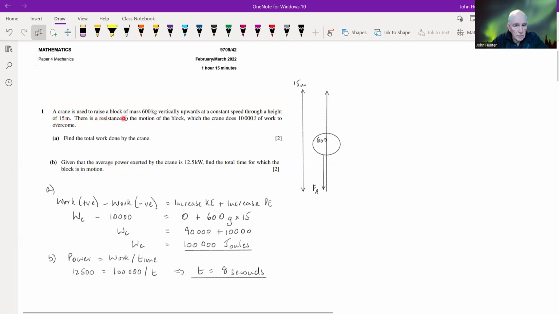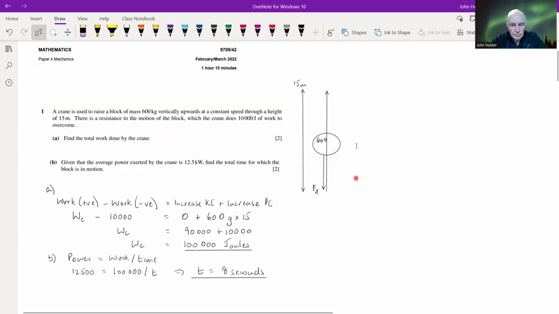A crane is used to raise a block of mass 600 kilograms vertically upwards at a constant speed through a height of 15 meters. Resistances oppose the motion of the block, which the crane does 10,000 joules of work to overcome. Find the total work done by the crane.